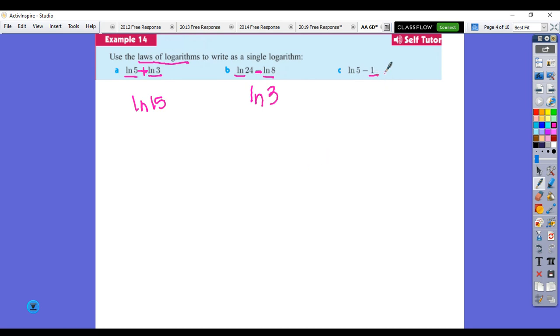All right, this one doesn't have ln for both, so the first thing you're going to need to do is change this. So 1 equals ln of what? Ln of e to the first. We're making both of these ln. That means we have to match the bases, and this is the exponent. As soon as I do that, I can condense into a single ln. And since I'm subtracting my logs, I divide my numbers.